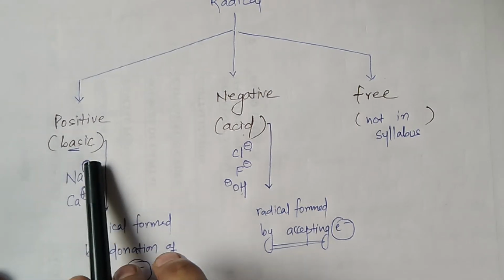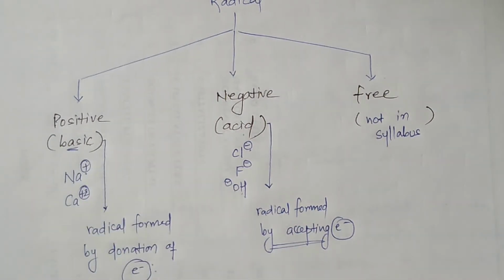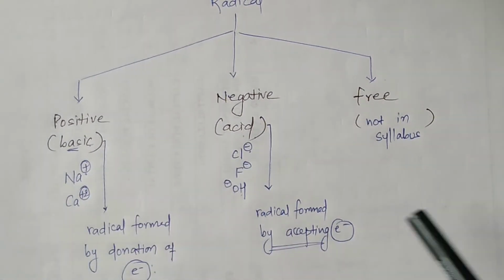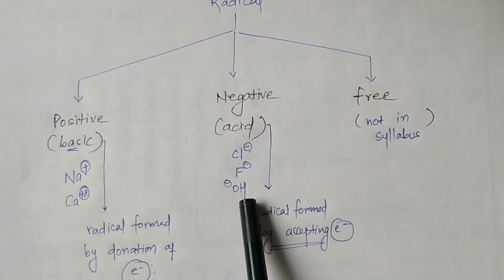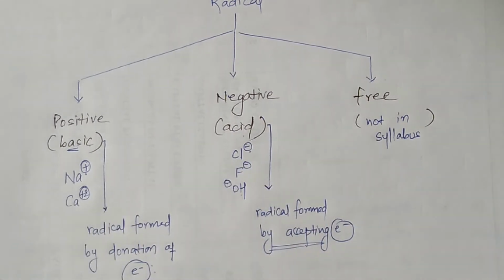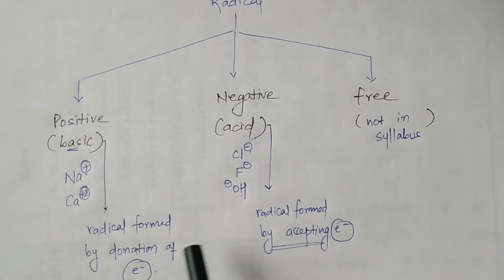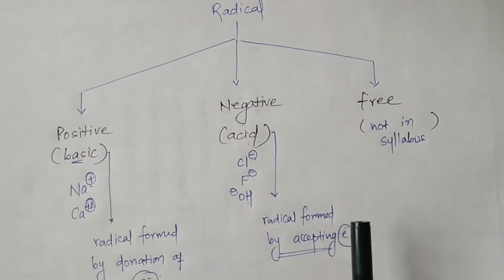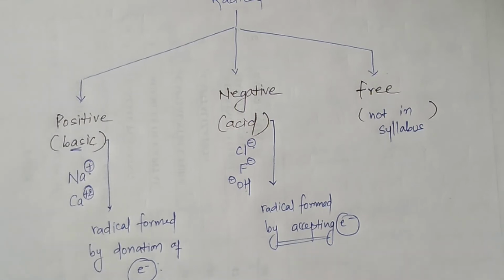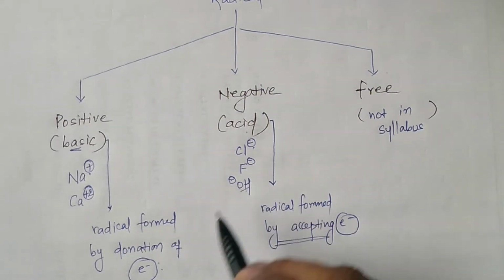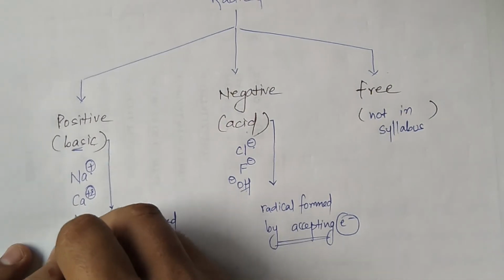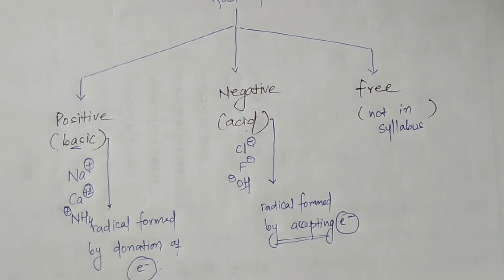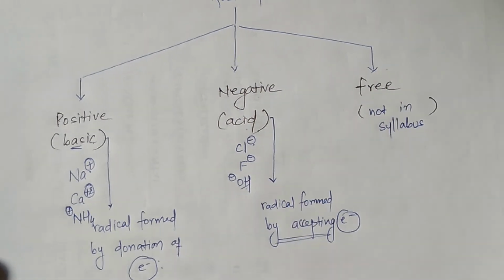Positive radicals are called the basic radicals. Why? Because bases have the ability to donate electrons, so they are called basic radicals, while negative ones are called the acidic radicals. Say for example Cl minus, F minus, OH minus, this is Na plus, Ca plus 2. So a radical formed by donation of electrons, and a radical formed by accepting electrons. Is that clear? Fine. So this can be a single atom, or this can be a group of atoms, for example OH minus, similarly you can say NH4 plus. Okay, so it can be a single atom, it can be a group of atoms having a positive charge or negative charge.